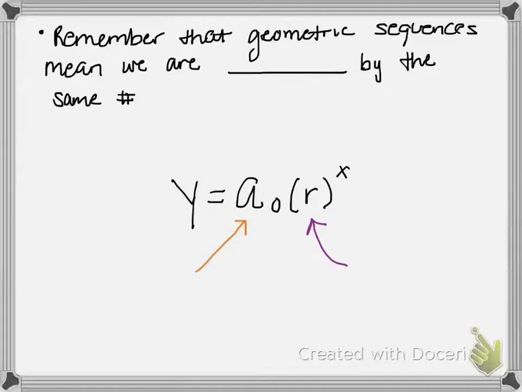Hi. So today we're talking about geometric sequences, day 2. Remember that a geometric sequence really means that we are just multiplying by the same number each time. So arithmetic, we are adding, and geometric, we are multiplying. Now, for today, we're going to learn how to write the geometric sequence equation.